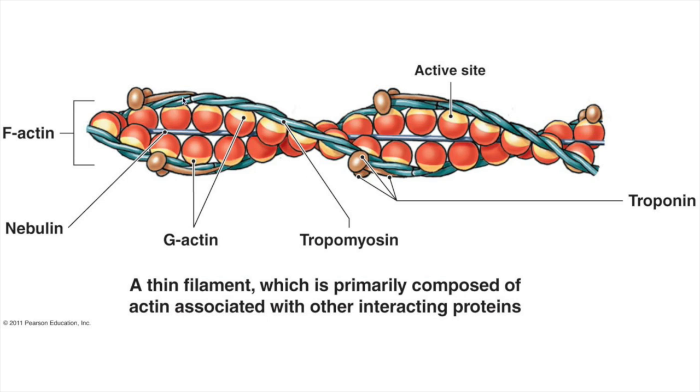Also in the thin filament, this braided protein here is called tropomyosin. It covers the binding sites and it blocks myosin from binding to actin. And we'll talk about how that works in a minute. Then these other molecules here, troponin. You can see there's troponin molecules attached to the tropomyosin. It binds to tropomyosin and actin, and it has a calcium binding site. And we'll see how that works in a bit. So that's the thin filaments, primarily actin, but also you have nebulin, you have tropomyosin, and troponin.